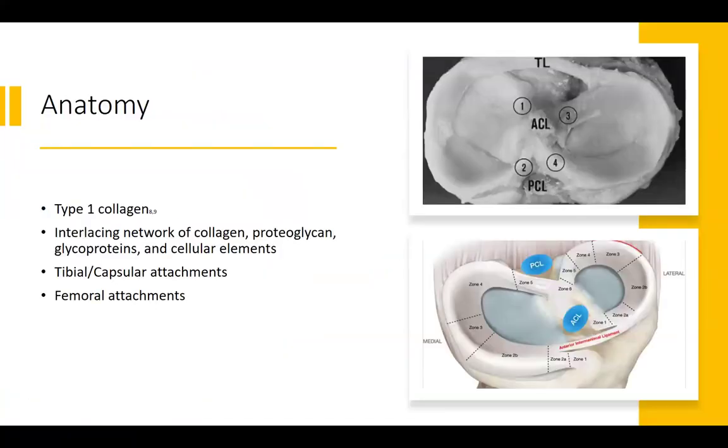In terms of anatomy, the menisci are composed mainly of type 1 collagen with a higher predominance of type 2 collagen along the periphery.